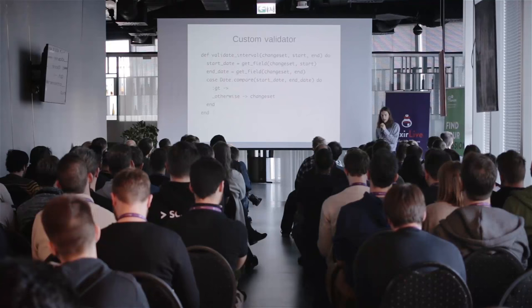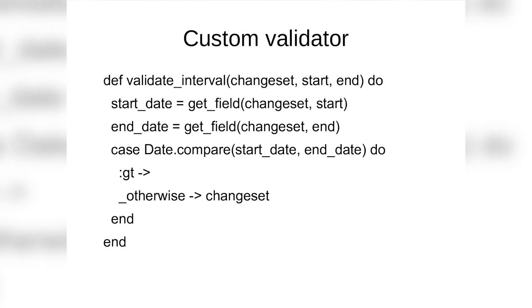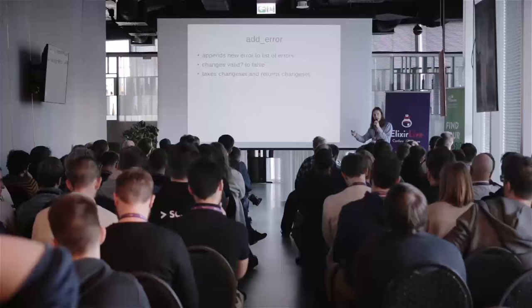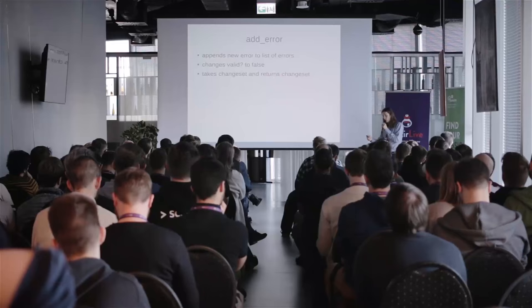But in case the start date is actually greater than the end date, we use addError function. And the addError function, again, does a couple things for us. Firstly, it changes valid to false. Of course, if it was already invalid, then it does nothing with it. Appends new error to list of errors. And what is really important here, it also takes change set as a first argument and returns change set.